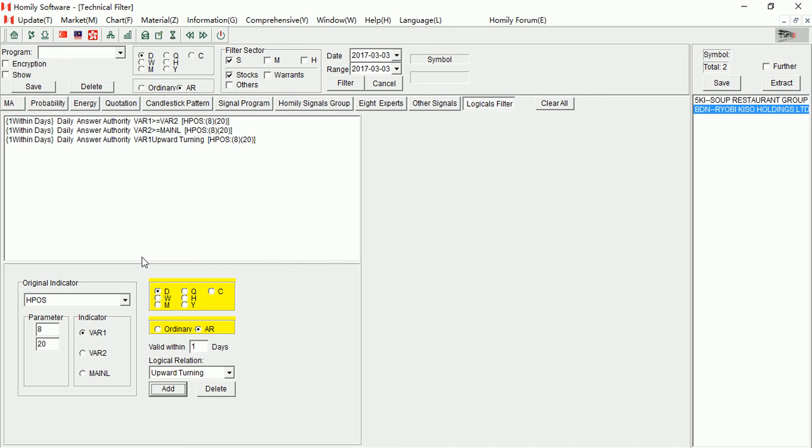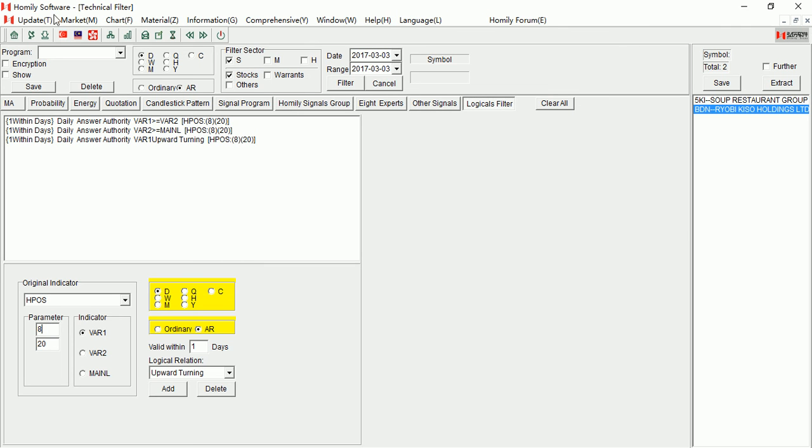Which one? On the left side, this one. This one is for the default figures. This one is for VAR1. This one is for VAR2.